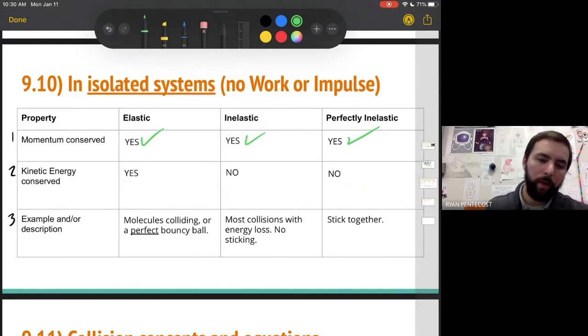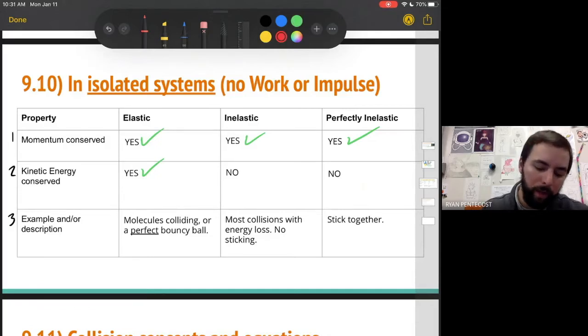Now, before we talk about kinetic energy being conserved, let's talk about what the definition is of all of these collisions. Okay, so for perfectly inelastic collisions, that means that there is no energy loss due to heat, potential energy, any other conservative energies. There's no kinetic energy loss at all. But in an elastic collision, the definition is that momentum is conserved and kinetic energy is also conserved.